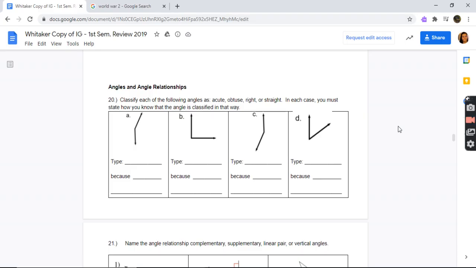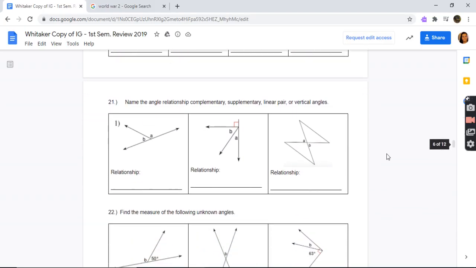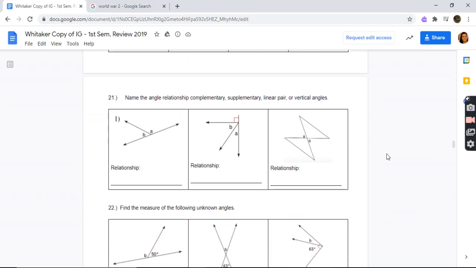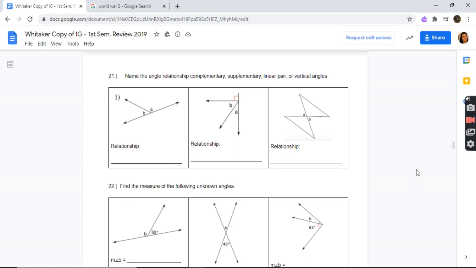20. Classify each of the following angles as acute, obtuse, right, or straight. In each case, you must state how you know that the angle is classified in that way. You can see this, for example. Name the angle relationship: complementary, supplementary, linear pair, or vertical angles. What are those relationships?